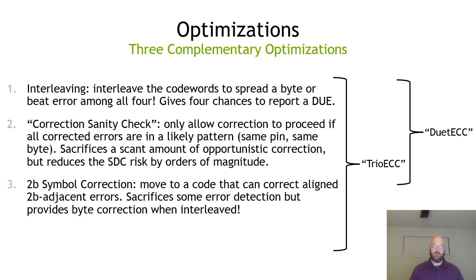Finally, we consider a third optimization, which is to change from SEC-DED protection for each code word to an ECC scheme that can correct aligned 2-bit errors. As we will show later, this optimization has high SDC risk if used alone, but when it is combined with the SDC risk reductions from the first 2 optimizations, it results in a compelling error code. These 3 optimizations are complementary, and we focus mainly on 2 possible organizations. We call the combination of the first 2 optimizations duet ECC, and the combination of all 3 trio ECC.